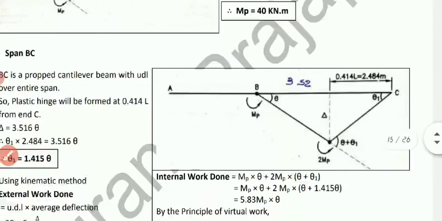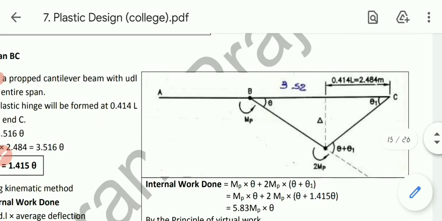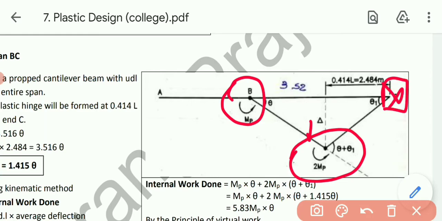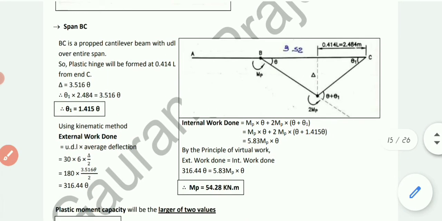So in this figure we can see that at point B, MP is produced, while at the center point twice MP is produced. At point C no moment will be produced. Now let's talk about external and internal work.